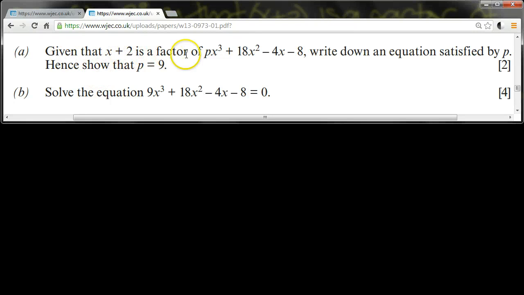Given that x plus 2 is a factor of px cubed plus 18x squared minus 4x minus 8, write down an equation satisfied by p, hence show that p is equal to 9. Solve the equation 9x cubed plus 18x squared minus 4x minus 8 equals 0.